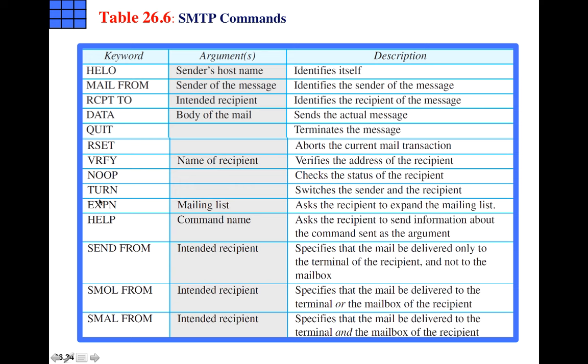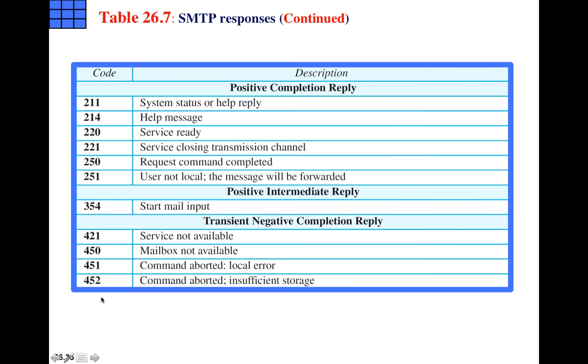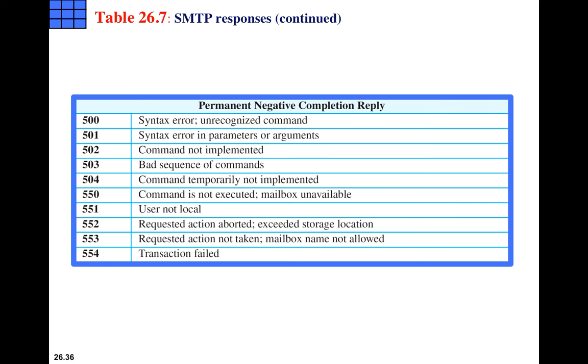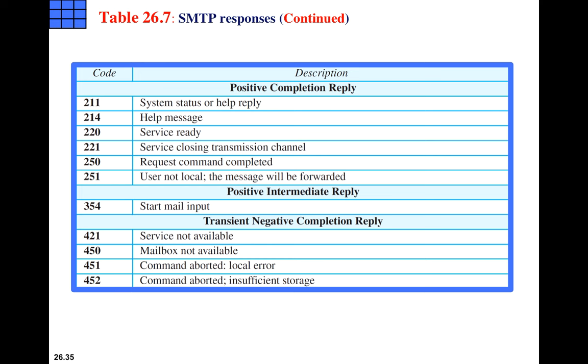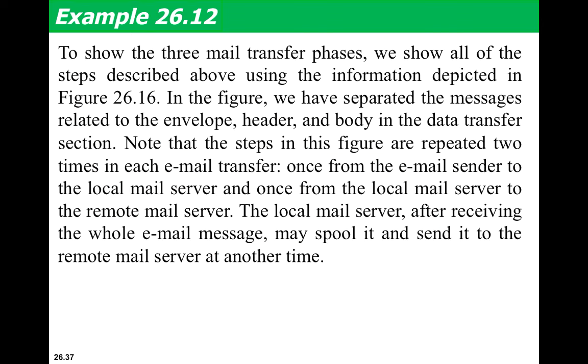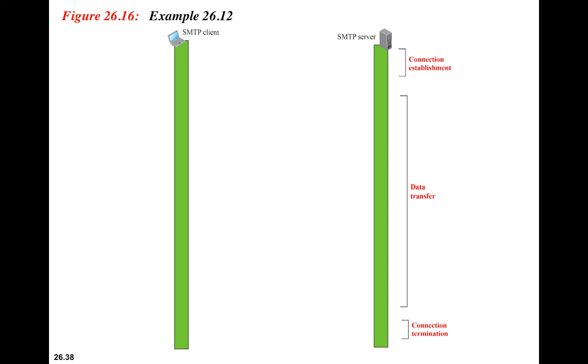And we have different types of commands. Now we will look at these commands more carefully, how they are processed. And these are the different codes that we get as responses to the commands that we have given. Now let's see how the transfer of an email takes place from the SMTP client to the SMTP server.